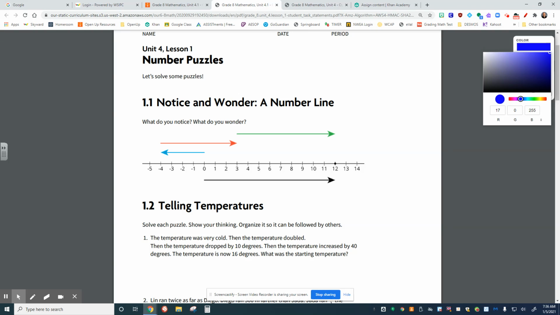We have a number line here. What do you notice and what do you wonder? Some possible things that you can say is I see 3 colored arrows above the number line and 1 black one down below. I wonder why that black one is down below the number line instead of above the others. I see 3 arrows pointing to the right, 1 pointing to the left. I see the blue one is really short, the black one is really long.